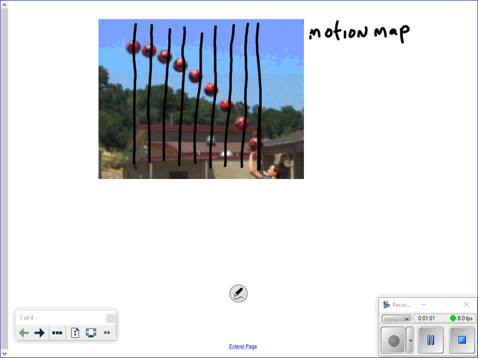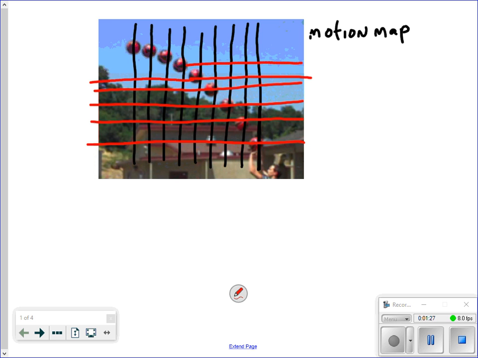And then you're going to do the same thing. We'll switch colors. Maybe that'll make it a little bit easier to see. But then we're going to do the same thing with horizontal lines. All right, we're going to try to go through all the same parts of the ball as best we can. All right, this is where it's going to get tricky. I'm going to cheat. But since I don't have a ruler, I think you'll forgive me for that.